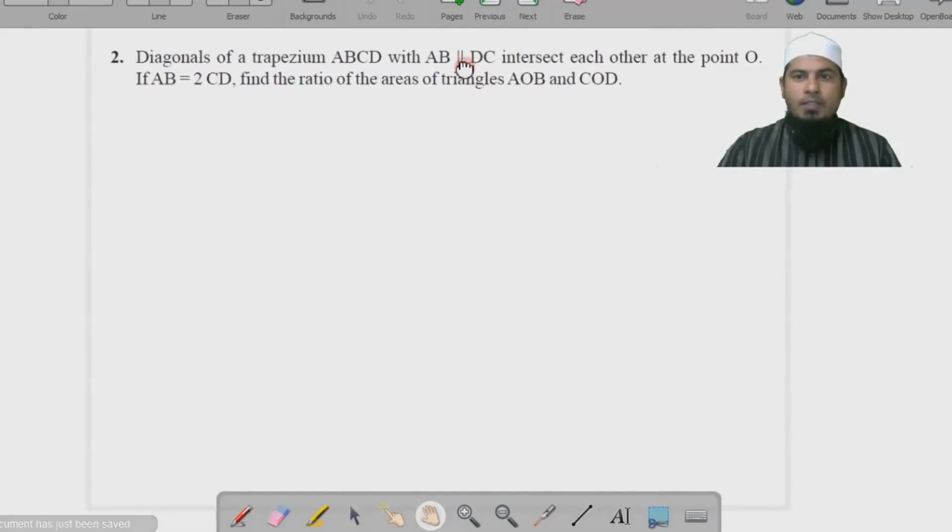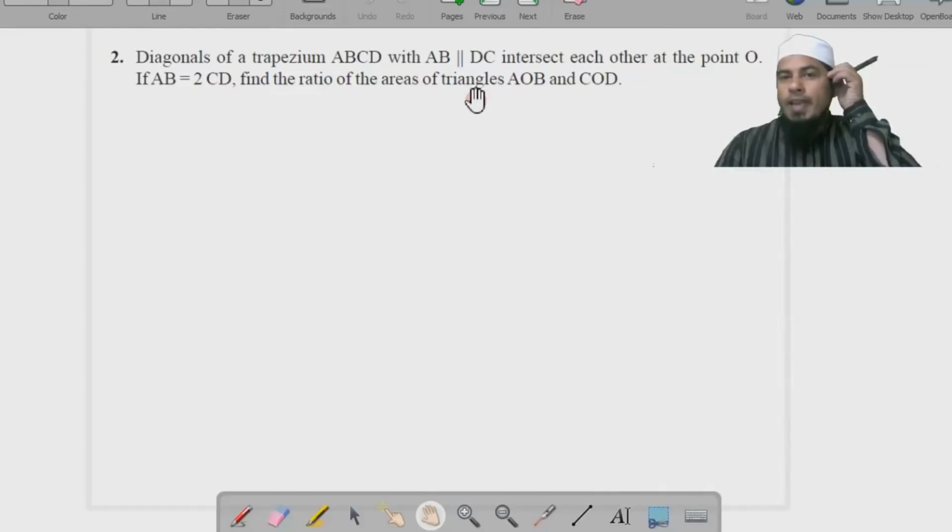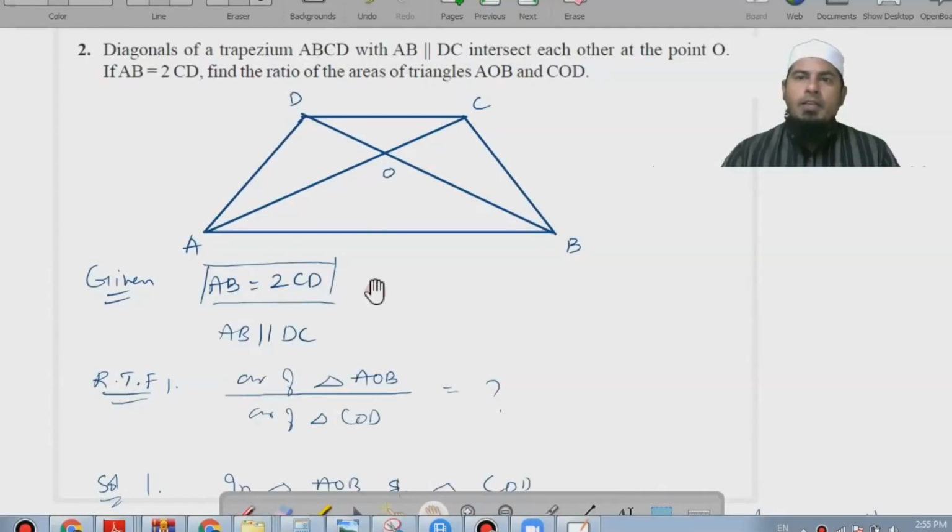Let us see the next question. Here is the question: the diagonals of a trapezium ABCD with AB parallel to DC intersect each other at point O. If AB is equal to 2 times CD, find the ratio of the areas of triangles AOB and COD. Let us understand the question with the help of the diagram. Here AB is equal to 2 times CD, and AB is parallel to CD also. Now we want to find the ratio of the area of triangle AOB to COD. Can we prove these two triangles to be similar? Yes.